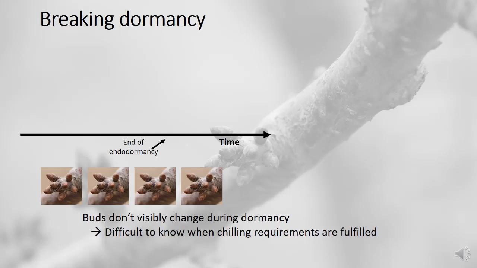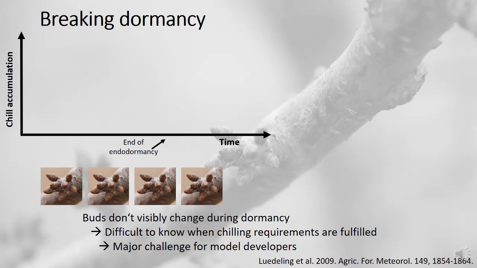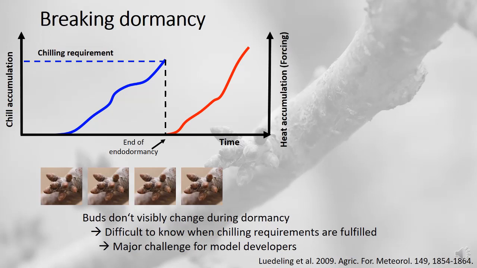It's very difficult to know when these chilling requirements are fulfilled, and this has been a major challenge for model developers. Because we know that chill accumulates through the season until some point when endodormancy is reached. We assume that there's a chilling requirement that buds have fulfilled at this point, and possibly afterwards, partly overlapping, they will then accumulate heat. So they become receptive to heat at some point at the end of endodormancy, and after they fulfilled their heat requirement, we will see bud break and bloom eventually.